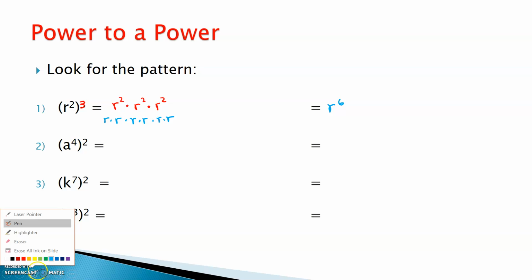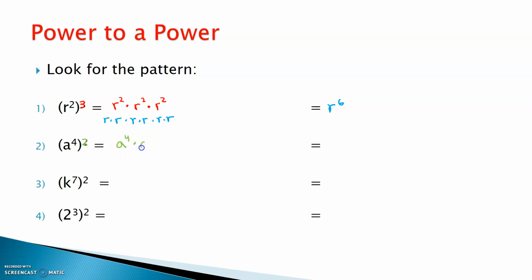Let me do this next one. Let me use a different color so it doesn't blend in. What does this 2 mean? How many copies of a to the fourth do I have? I have a to the fourth times a to the fourth because there were 2 copies. If I break this down even further, a to the fourth means a times a times a times a, 4 times. And the next one also means a times a times a times a. So 1, 2, 3, 4, 5, 6, 7, 8: a to the 8th power. How do we go from a to the fourth to the second to the 8th? Hopefully we can spot it at this point.